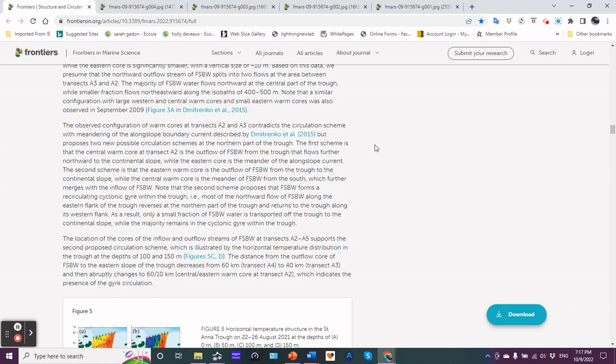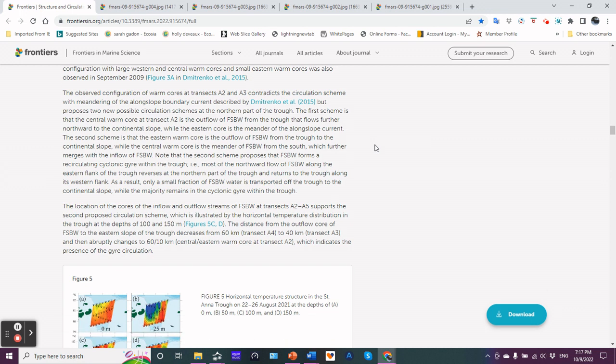The second scheme is that the eastern warm core is the outflow from the trough to the continental slope, while the central warm core is the meander from the south, which further merges with the inflow of FSBW.